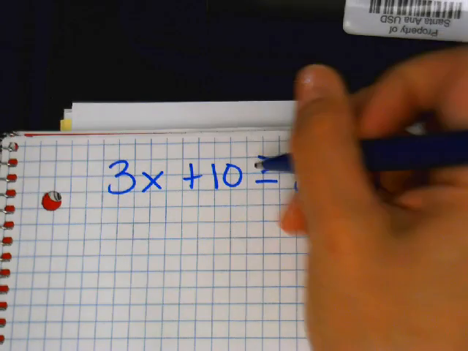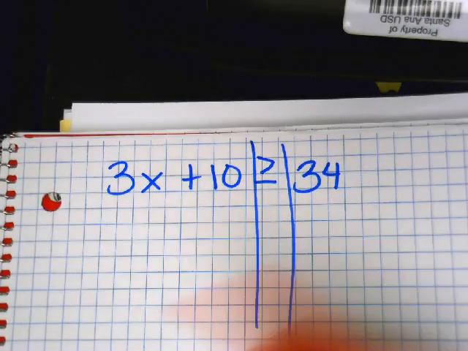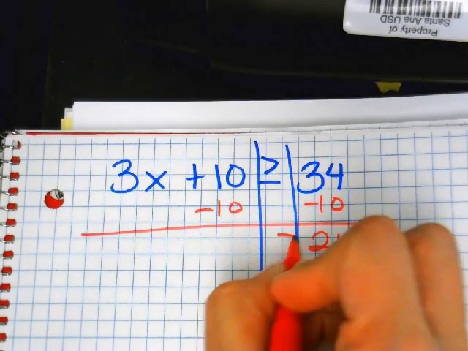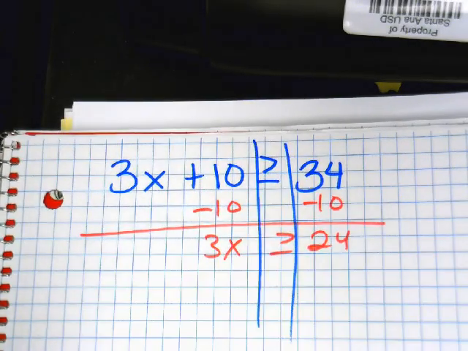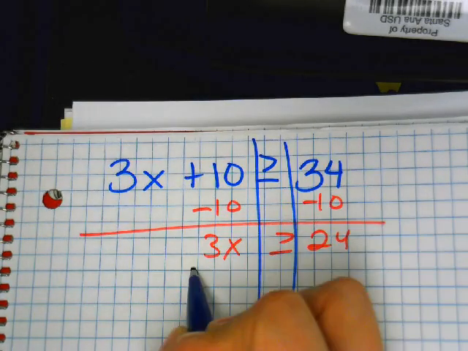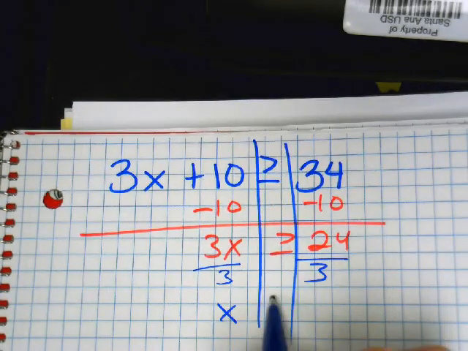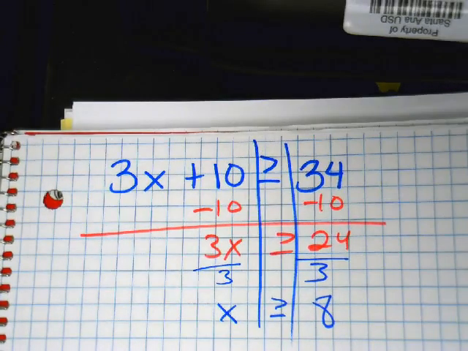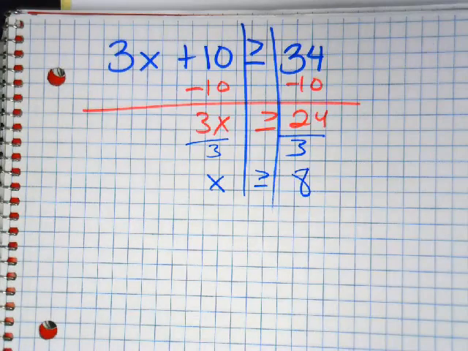Okay. So minus 10, 24 is greater than or equal to 3x. How do I get rid of the 3? Divide by 3. x is greater than or equal to 4. I'm at 8. And you're done.